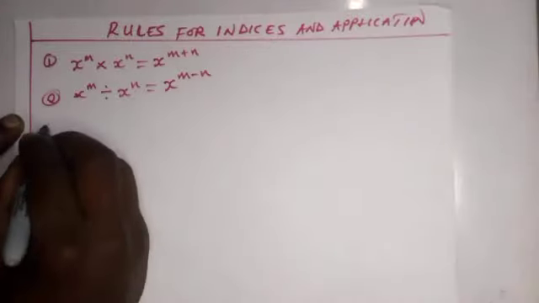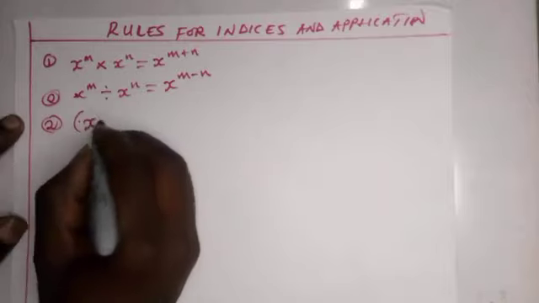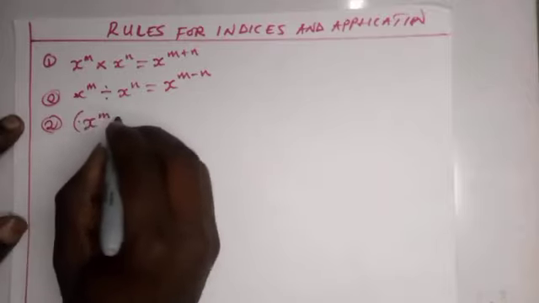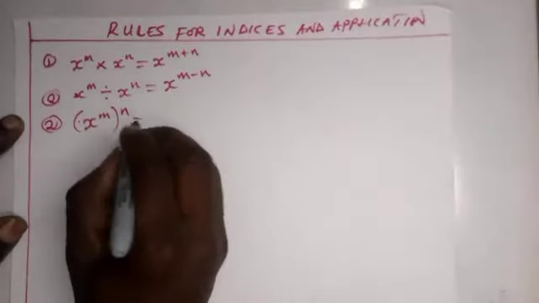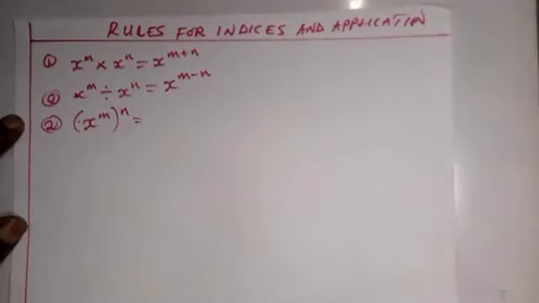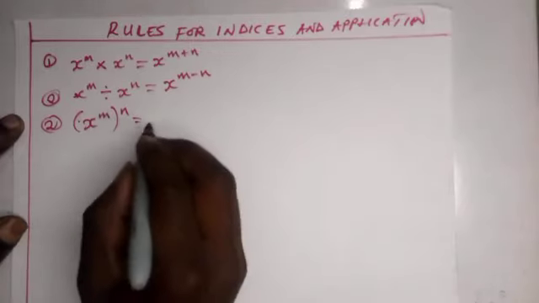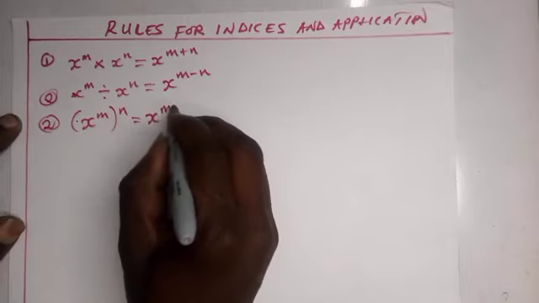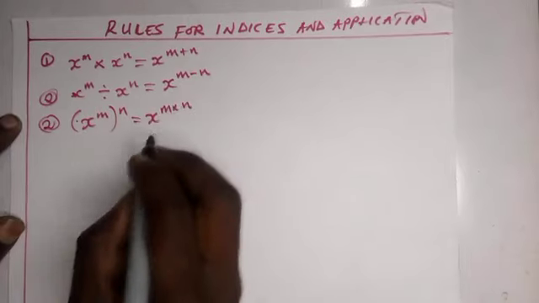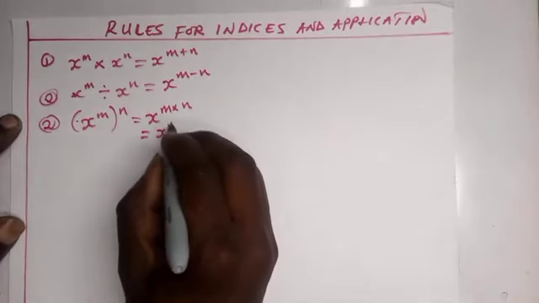The last special rule which I have is x power m, the bracket in power n. The way you should do it is you multiply the powers itself. Then here it will be x power m multiplied by n, which is equal to x power mn.